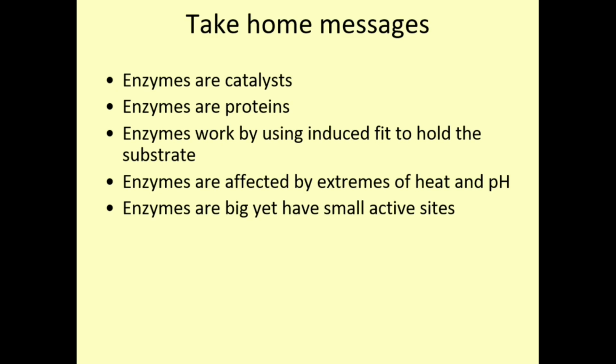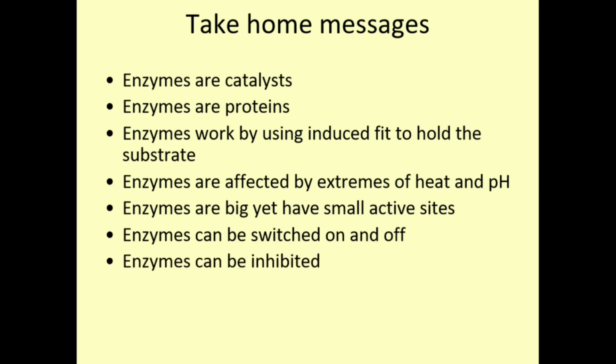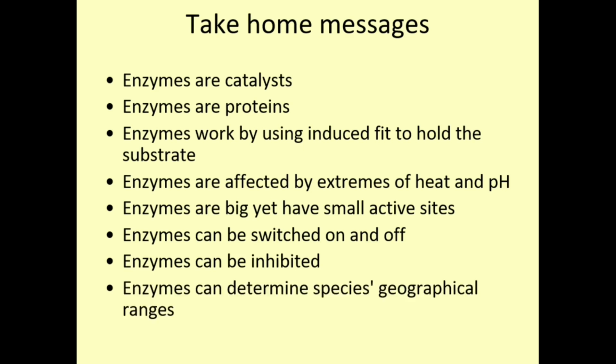Enzymes are big, yet they have small active sites, and the active sites are where the reactions take place. Enzymes can be switched on and off through allosteric control. But enzymes can also be inhibited, so switched off, due to drugs and toxins. Enzymes can and do determine species' geographical ranges. This is obviously a big issue now with climate change.